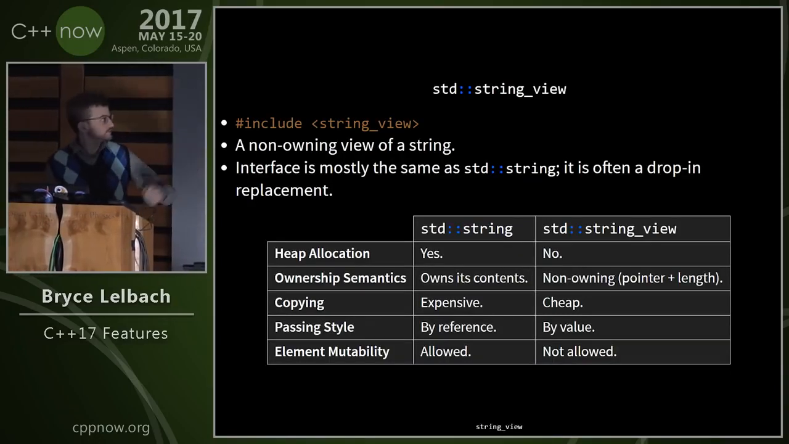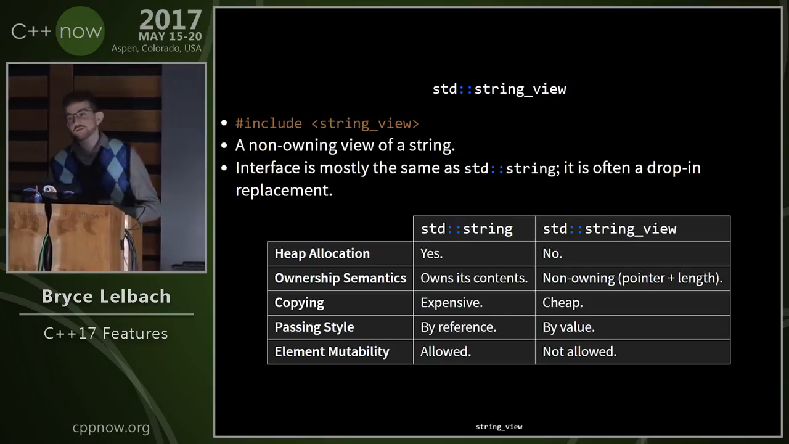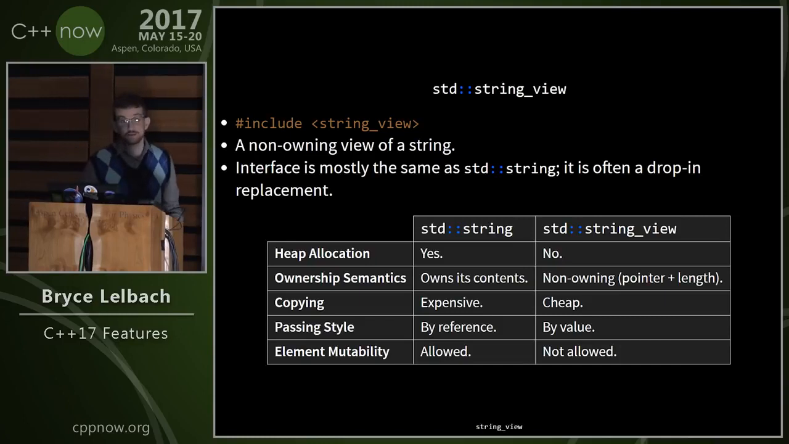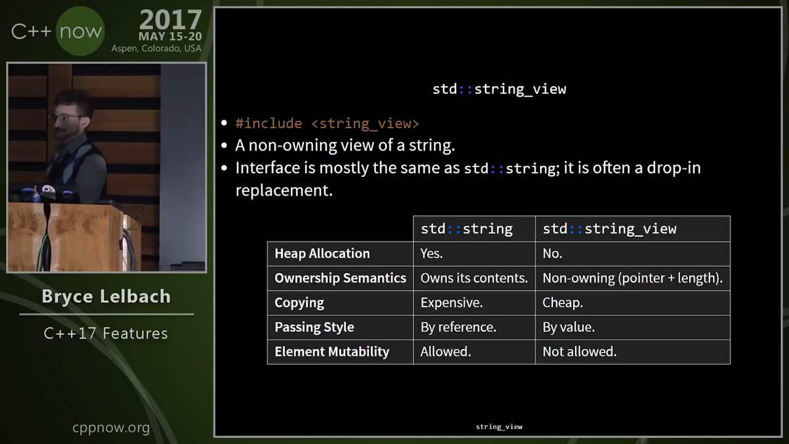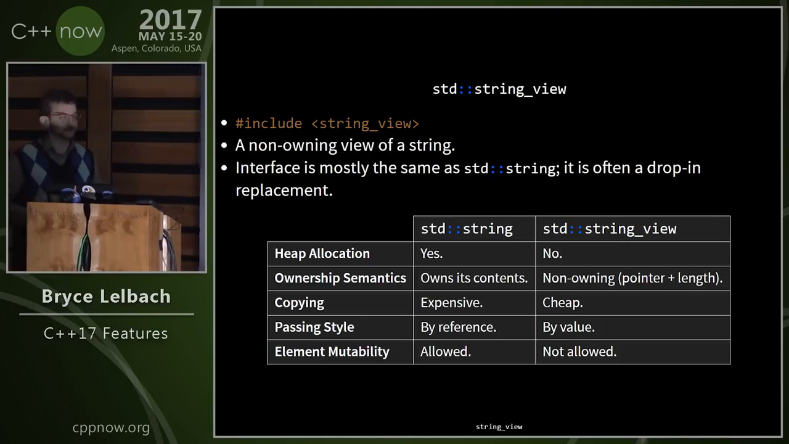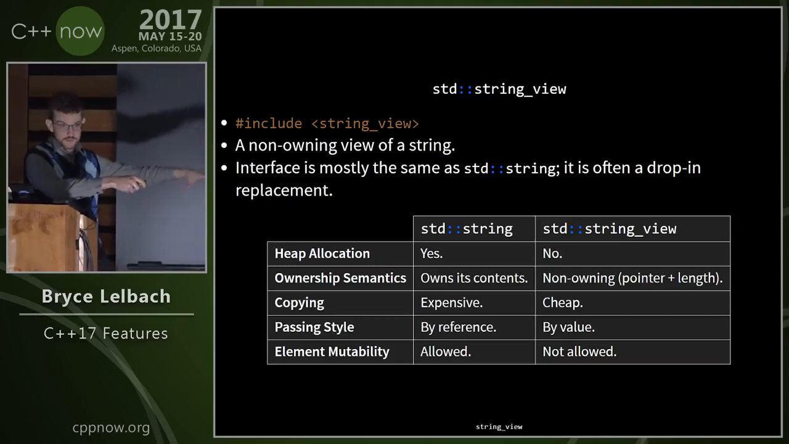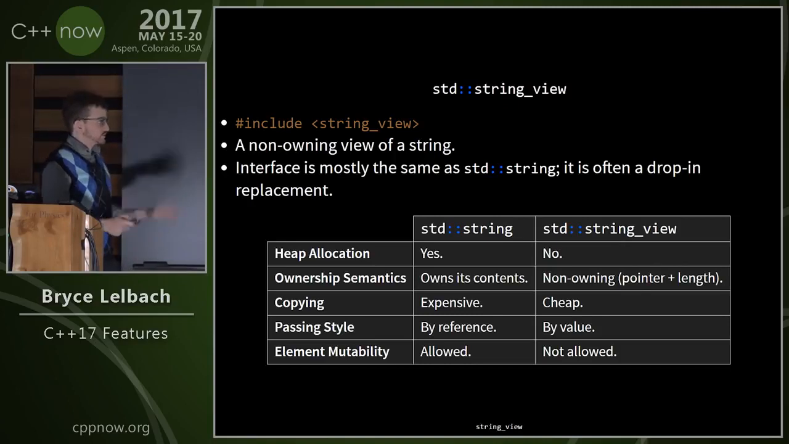It's in this header, <string_view>. It's a non-owning view of a string, as I said. The interface is mostly the same as std::string. It has all of the find-ish functions, etc. A number of places in the standard library that take strings today also now take string_views, but not all places. That is something that will be corrected over time. It doesn't ever allocate, doesn't ever new things. It doesn't own its contents. It's cheap, as I said.